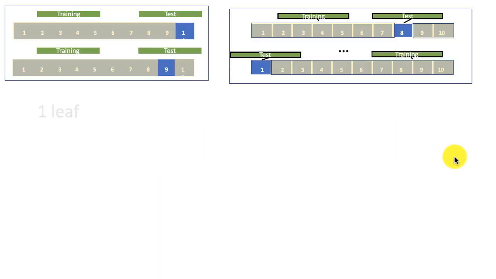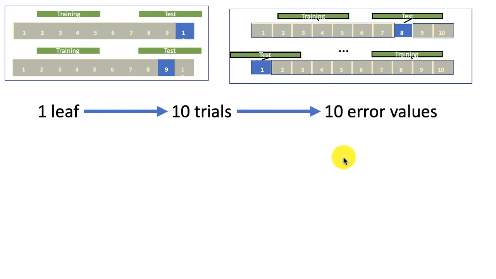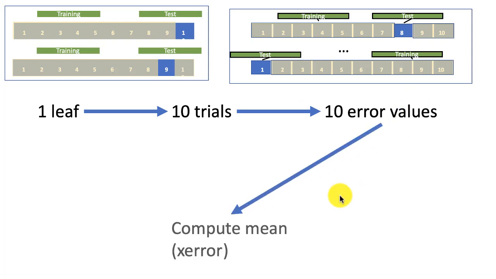Now within each possible occasion, so for example, if you consider the tree with only one leaf, that is just the root node alone, you're going to do that 10 times for each of those cases. So when you consider trees of one leaf only, which is the root node alone, you have 10 trials because you're going to repeat it 10 times. And for each trial, you're going to get 10 error values, and therefore you compute the mean. That is, you're going to get the overall error, overall deviance.